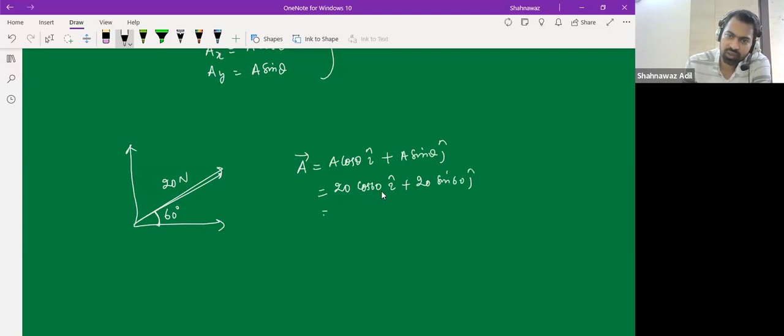So what is the value of cos 60, Yasir? 1 by 2, yes, absolutely. So be confident in your answer, whether it is wrong or right. But be confident. And then sin 60. Sin 60 is how much?